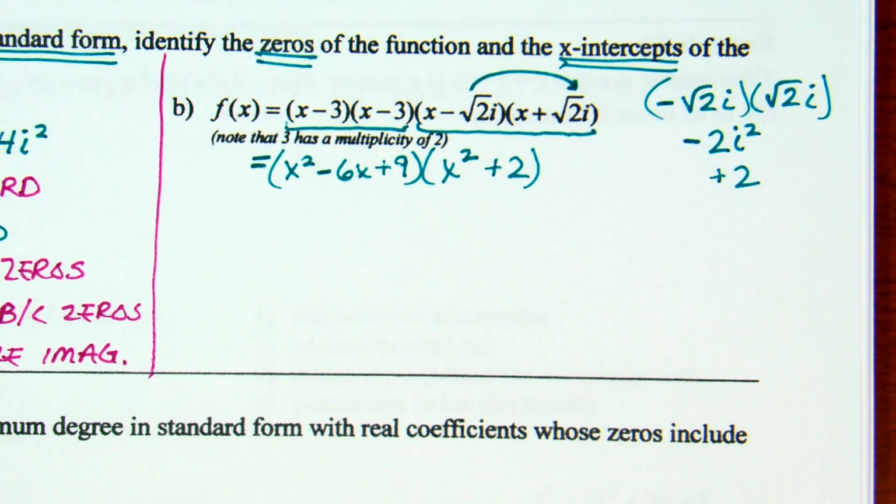So how do you feel if I say that when we FOIL those two together, it becomes x squared plus 2? And what do you notice? All of our i's canceled out, disappeared. And that's what should happen when you multiply conjugates that involve i's. Your i's should disappear.